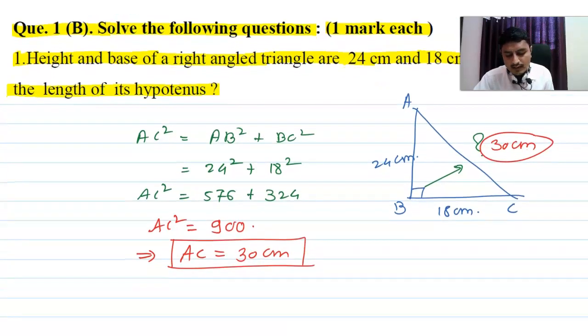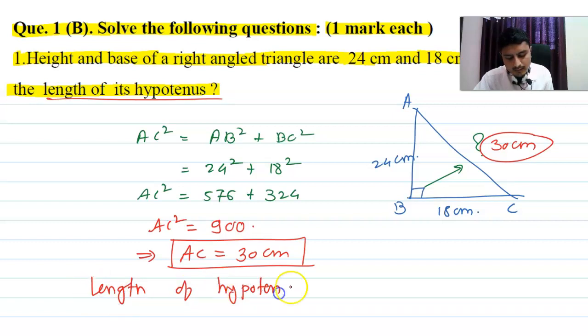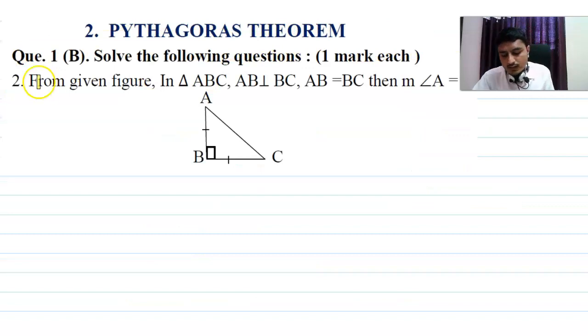So you may have at last the word-wise solution: length of hypotenuse is equal to 30 centimeter. Look at question number two. From the given figure, triangle ABC, AB is perpendicular to BC, AB equals BC, then the measure of angle A is equal to.